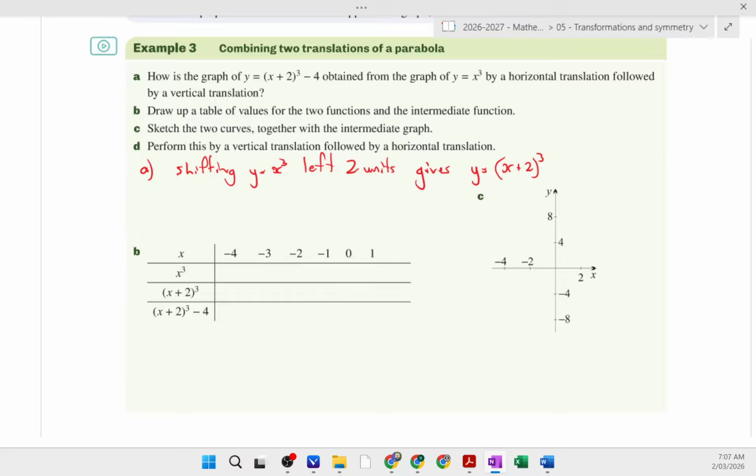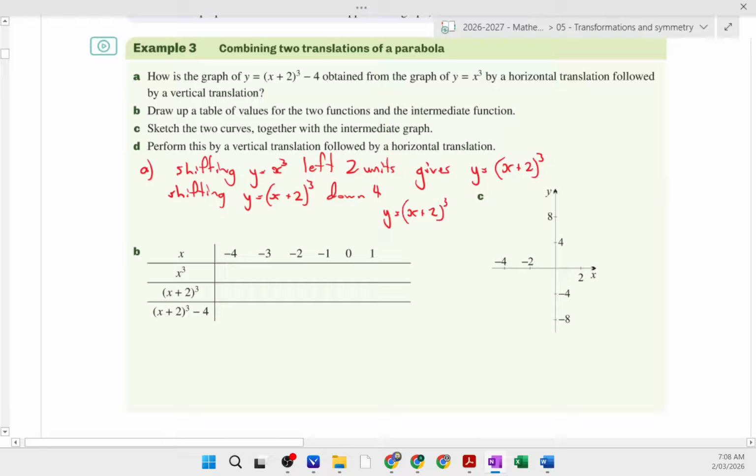If we then want to shift y equals (x plus 2) cubed down 4, that would give us y equals (x plus 2) cubed minus 4. So that minus 4 shifts us down 4.